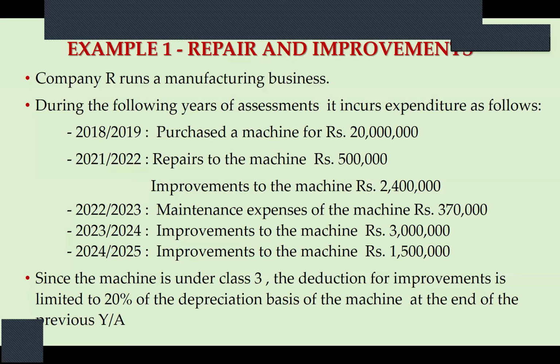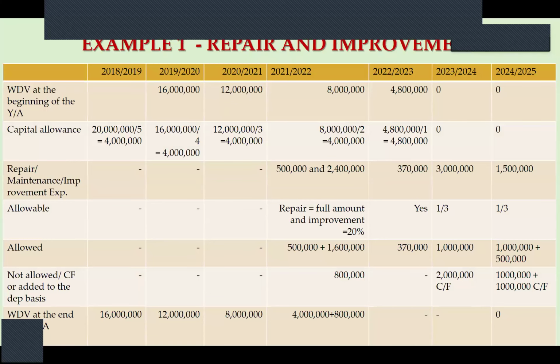So please write down these amounts, then we can insert those amounts in the answer sheet. Yes, I have calculated it like this. I have applied this table. So 18-19, they purchased this asset for 20 million.